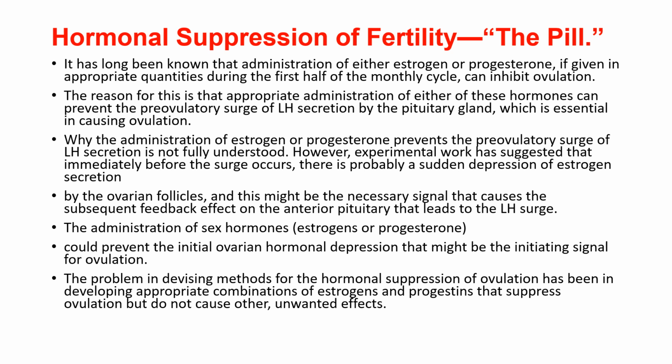However, experimental work has suggested that immediately before the surge occurs, there is probably a sudden depression of estrogen secretion by the ovarian follicles, and this might be the necessary signal that causes the subsequent feedback effect on the anterior pituitary that leads to the LH surge. The administration of sex hormones, estrogens or progesterone, could prevent the initial ovarian hormonal depression that might be the initiating signal for ovulation. The problem in devising methods for the hormonal suppression of ovulation has been in developing appropriate combinations of estrogens and progestins that suppress ovulation but do not cause other unwanted effects.